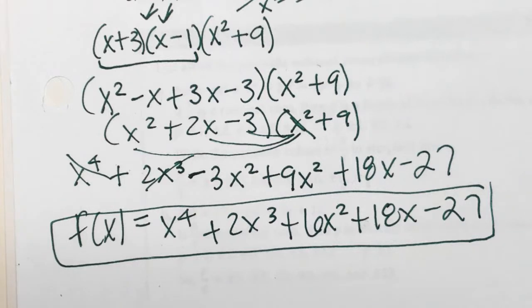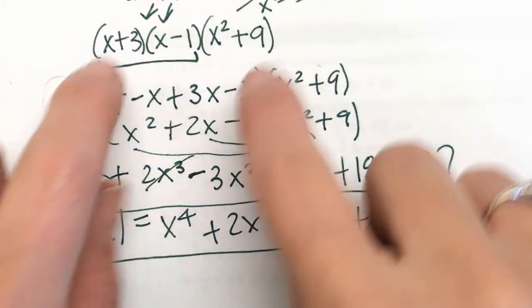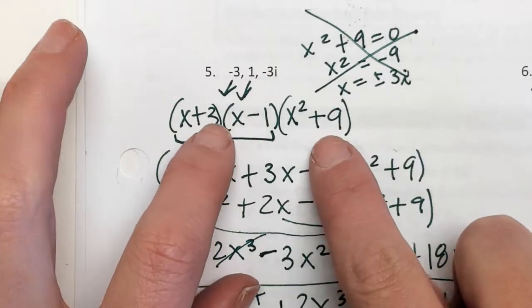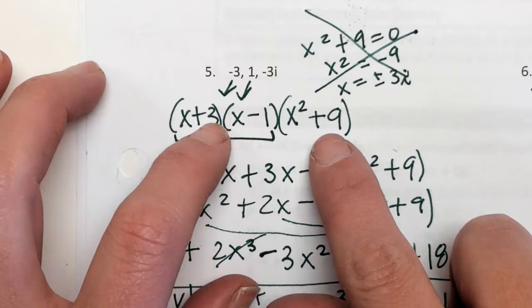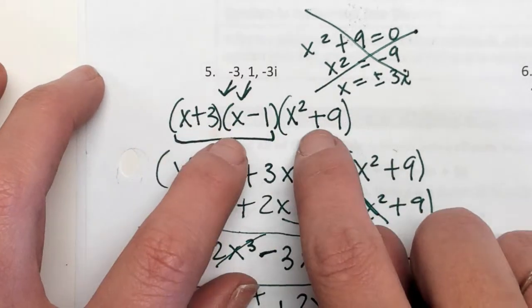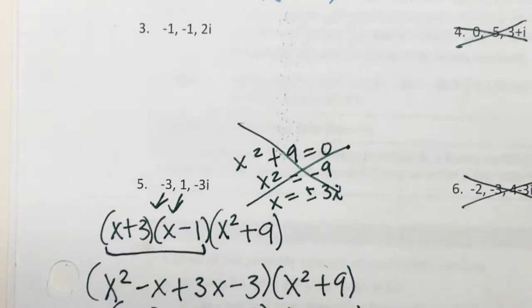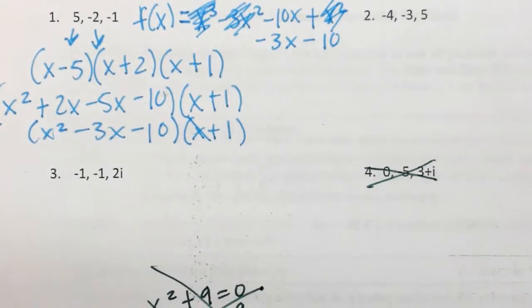Okay, what I want you to do on number 2 and 3 is stop here. Like, just put it in factored form. Don't multiply it out. Everybody understand? Just do this part on numbers 2 and 3. Go ahead and try those. Just put it in factored form.